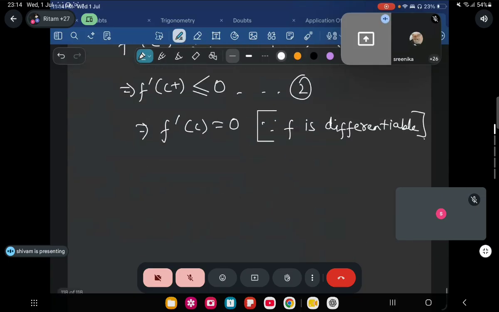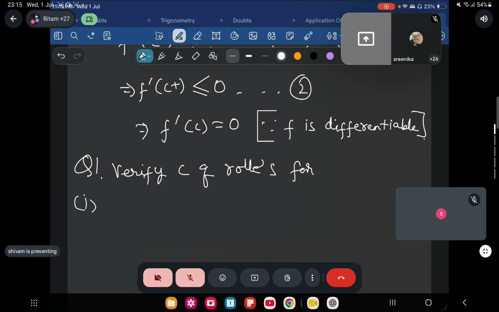Okay. Let us start. Question number 1. Verify Rolle's theorem. You have to tell me the value of C as well.